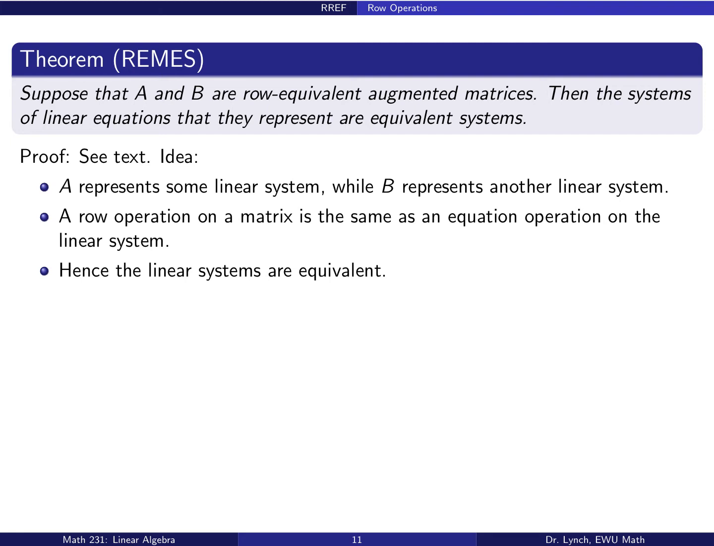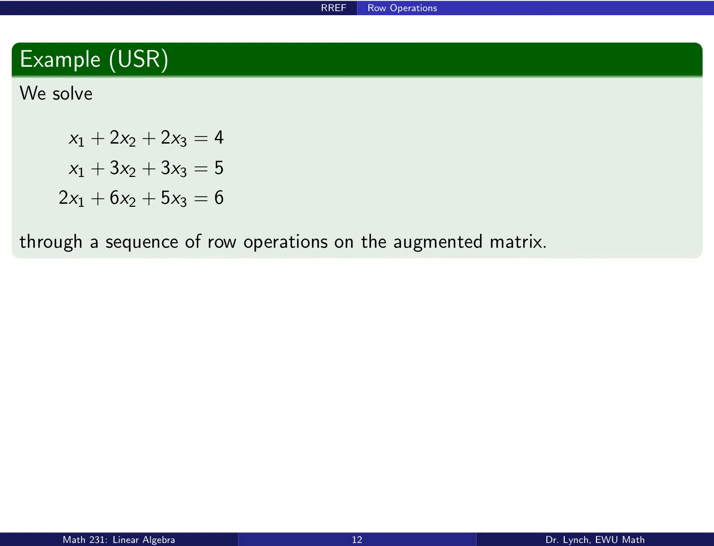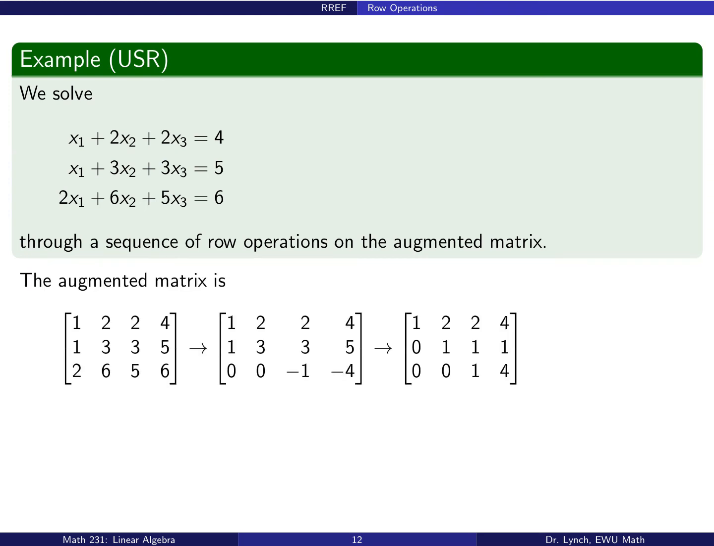Okay, so in order to explore this, let's go ahead and have a look at an example. Here is an example where we'll solve this system of 3 linear equations and 3 unknowns through a sequence of row operations on the augmented matrix. Again, we would pick off the constants: 1, 2, 1 for the first row of A, 1, 3, 3 for the second row of A, and 2, 6, 5 for the third row of A, and then slap on our vector of constants 4, 5, 6 to augment. So here we see A augmented by B.